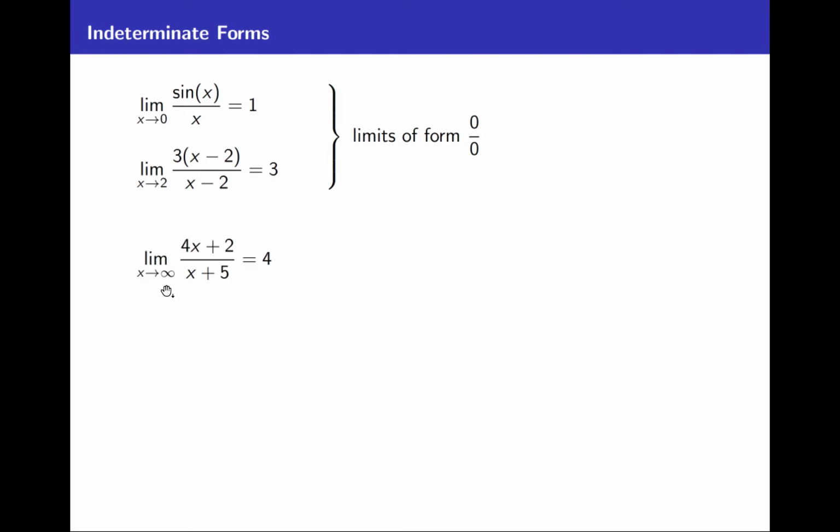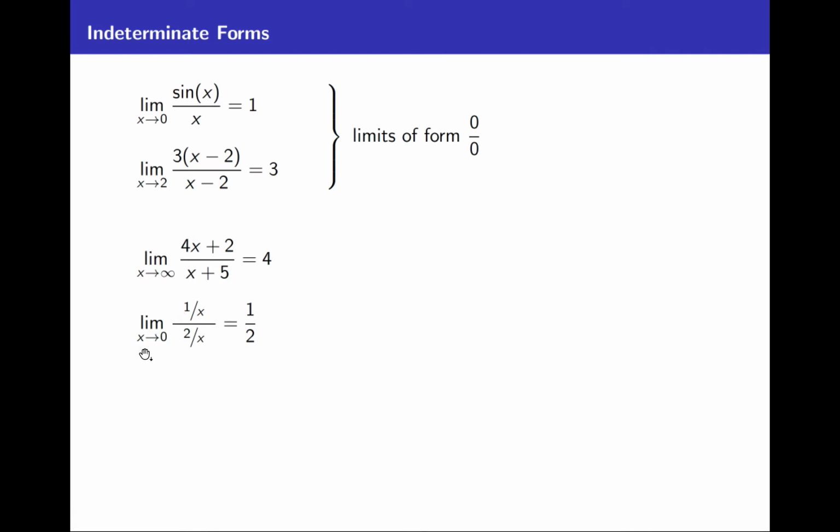Consider this limit. Limit as x goes to infinity of 4x plus 2 over x plus 5. In this limit, the numerator is getting bigger and bigger as x goes to infinity, and so is the denominator, x plus 5. So we're getting infinity divided by infinity, but we know that this limit equals 4. You can multiply by 1 over x divided by 1 over x and apply those usual techniques, and you quickly get 4. So this limit has a form infinity over infinity, but the answer is 4.